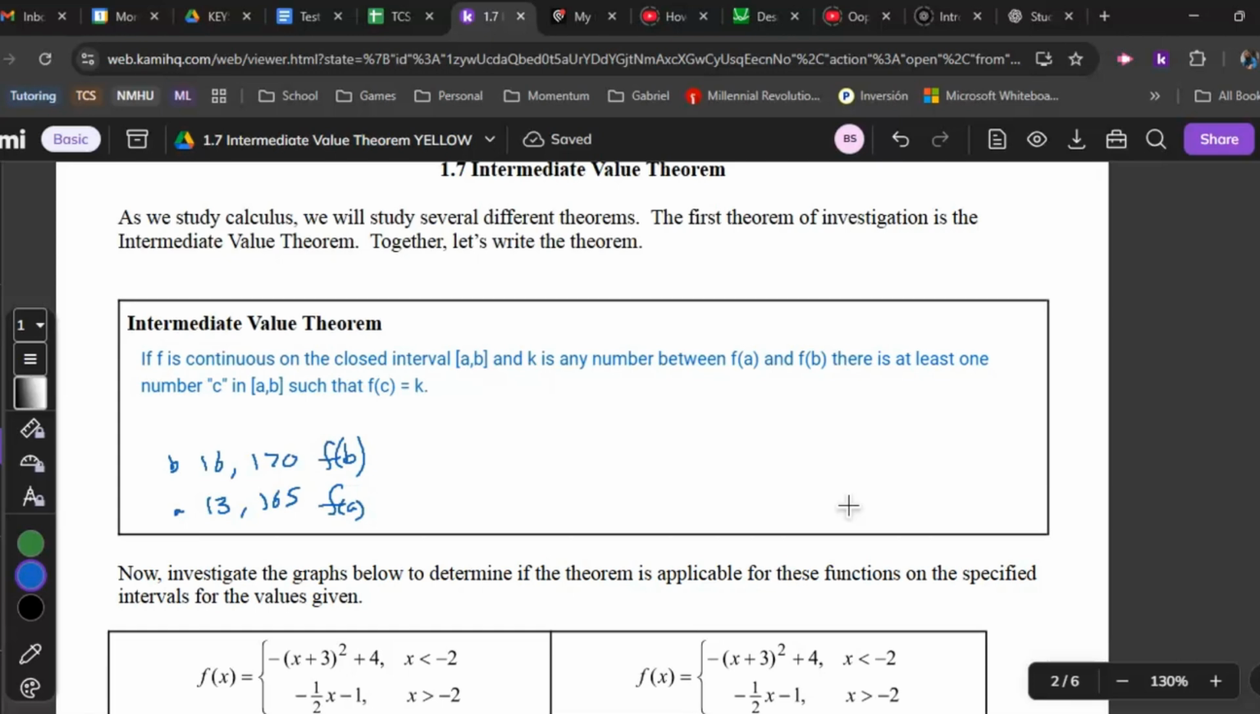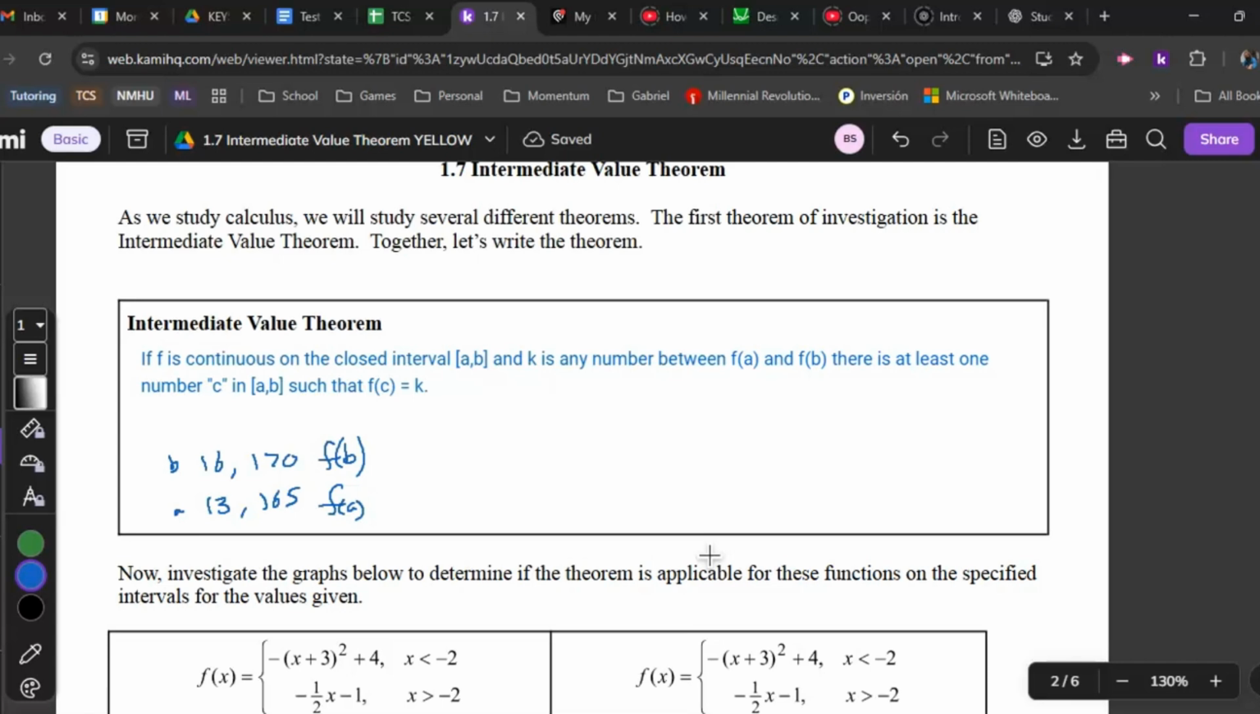So let's talk about this more simply. If Amelia was 165 centimeters 3 years ago, and she's 170 centimeters today, was she every single possible measurement between 165 and 170 at some point in her life? Yes. So basically all this means is that if the two points exist and it's continuous data, then everything in between exists. She didn't skip 168 centimeters. She was exactly 168 centimeters, even if it was only for a day, because she grew in between there. So that's what the Intermediate Value Theorem means: if it's continuous data, everything between the two points exists.